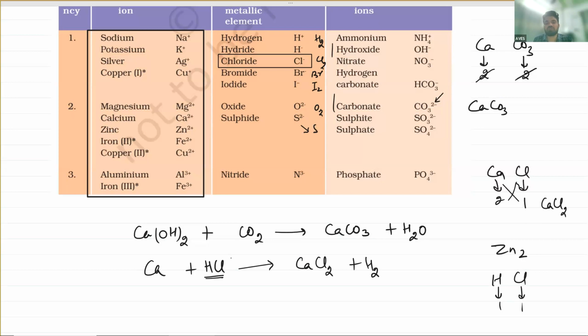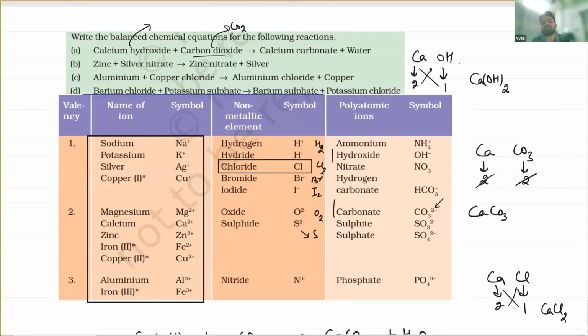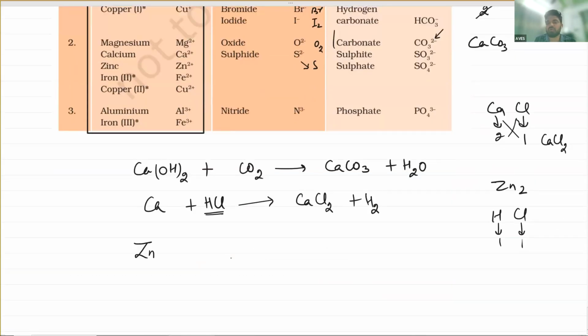Similarly, coming to the question: zinc reacting with silver nitrate. You will write zinc as Zn, not Zn2, because zinc is a metal. Metals are written alone, and when they are written alone, they are not written with the charge. You understood?